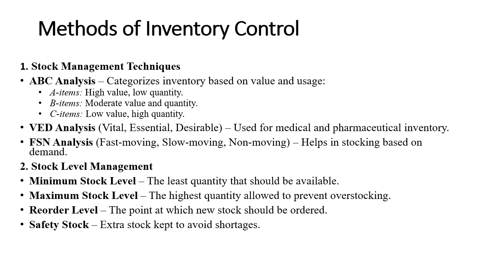Second one, stock level management. Minimum stock level, the least quantity that should be available. Maximum stock level, the highest quantity allowed to prevent overstocking. Reorder level, the point at which new stock should be ordered. Safety stock, extra stock kept to avoid shortage.